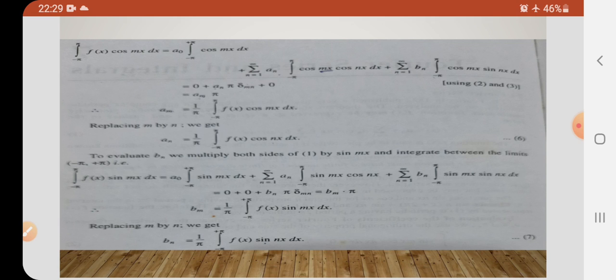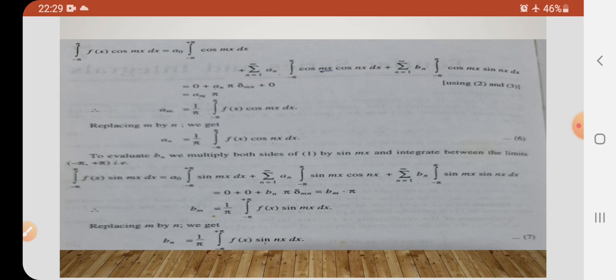Here del is the Dirac delta function, the value of which is 0 when m is not equal to n, and the value of which is equal to 1 when we have m equals n. So we can write a_n pi del mn, and when we put m equals n, we get a_n pi. We have the value of coefficient a_n equals 1 upon pi, integral from minus pi to pi, f(x) cos mx dx.